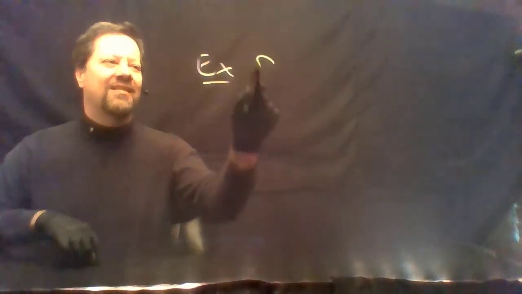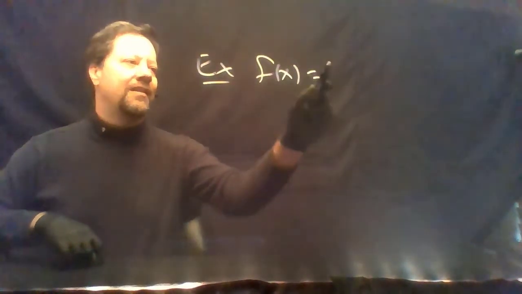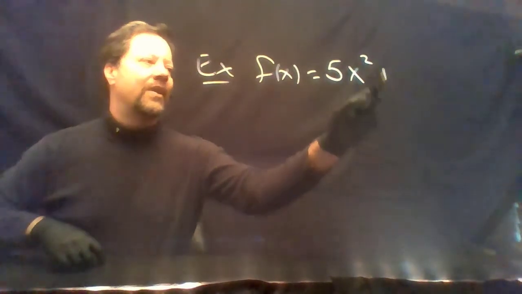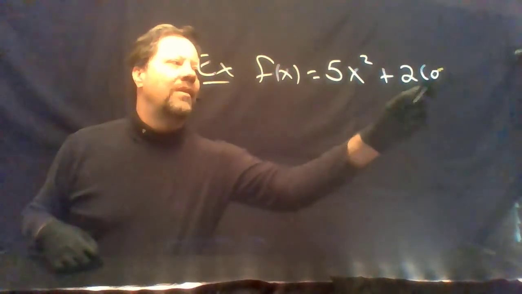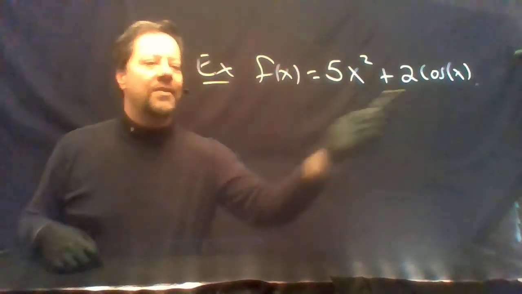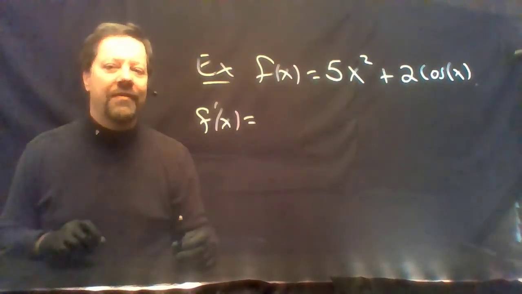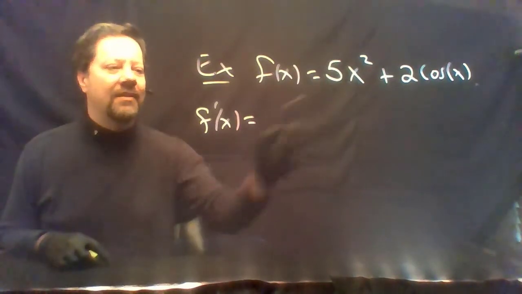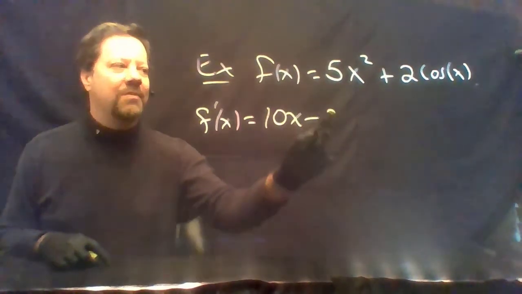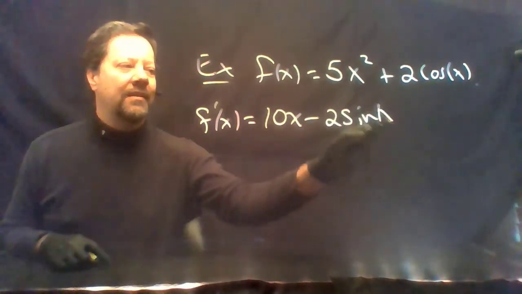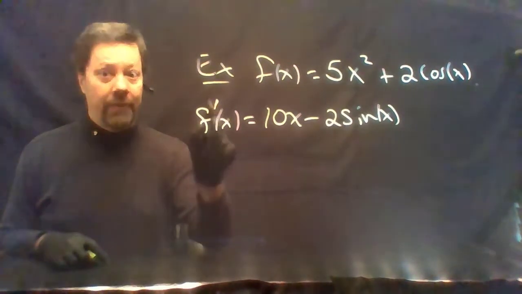For example, suppose my function is something like 5x squared plus 2 cosine of x. According to the rules of differentiation that you know right now, this should be 10x minus 2 sine x for the derivative.